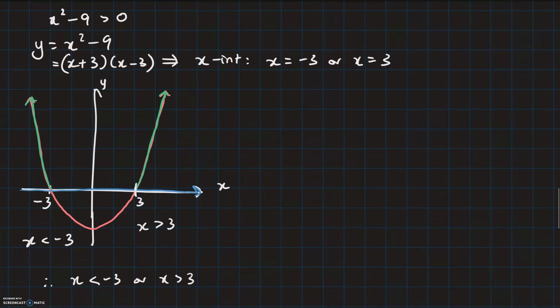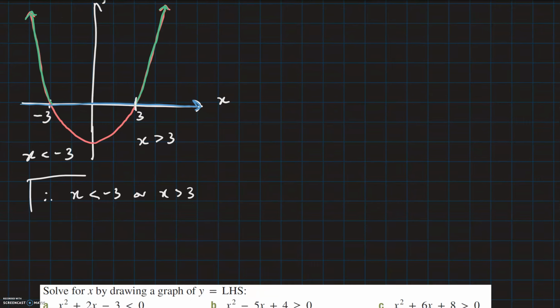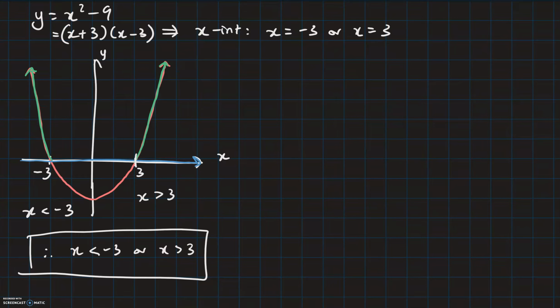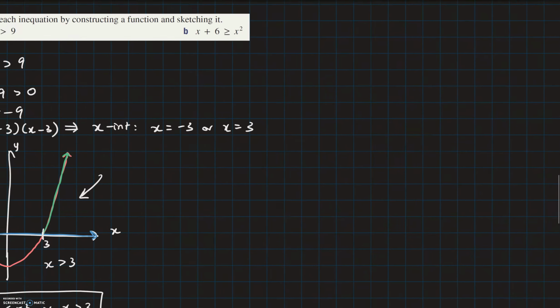So for my first example here of x squared minus 9 is greater than 0, I've got x is less than negative 3 or x is greater than 3. So that was doing it graphically. I prefer this method because it's quite quick to draw and visualize and check, as opposed to having to substitute values in. However, if you want to do it algebraically, let's have a go at doing the second one algebraically.